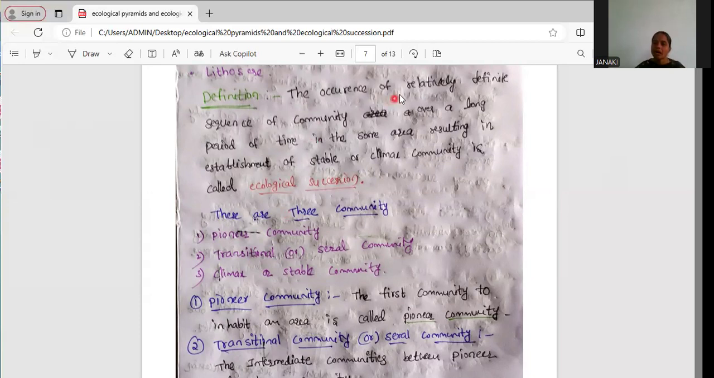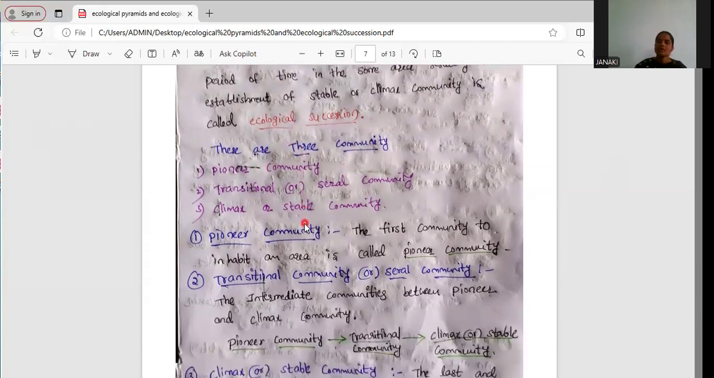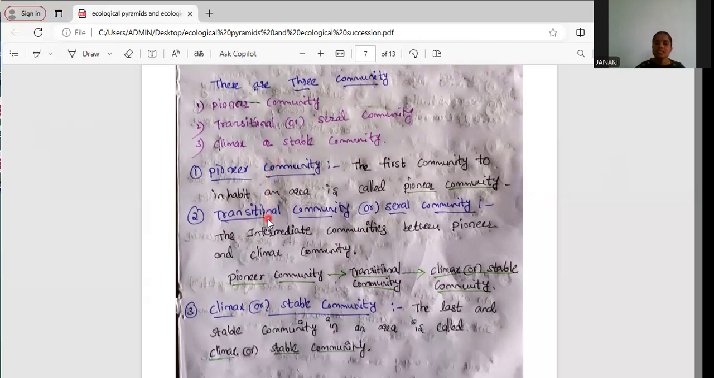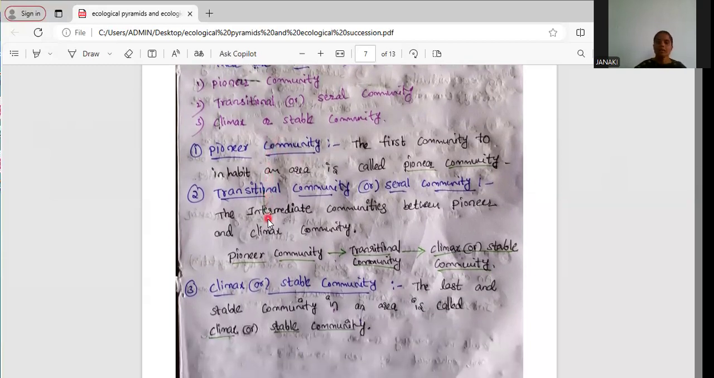Occurrence of a definite sequence of communities over a long period of time. This is called ecological succession. There are three communities. First one, pioneer community; second, transitional or serial community; third, climax or stable community. First, I discuss the first type, pioneer community.